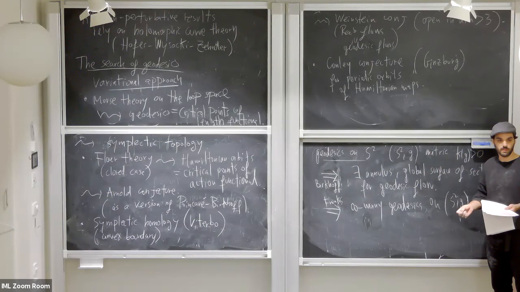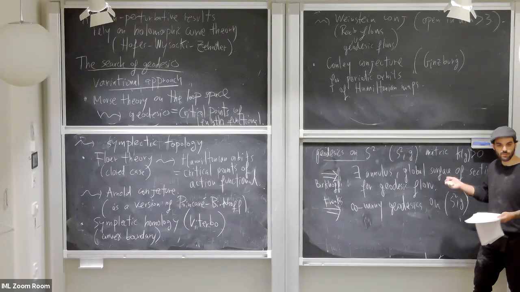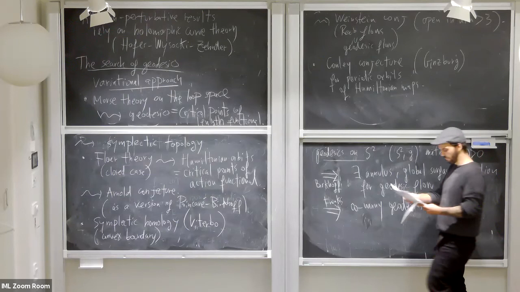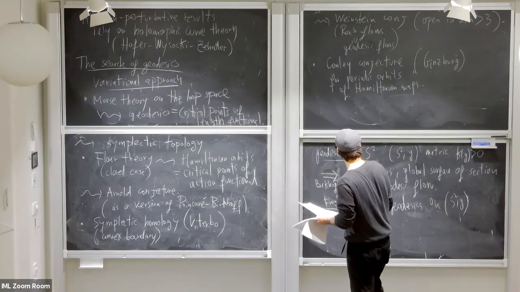So you see, it took a long time since Poincaré started working on this, and even on simpler cases like the geodesic flow, to find geodesics. And this is, of course, motivated by the limit case in the three-body problem. And let me draw a picture of what the Birkhoff annulus is, because you might have seen this picture at some point.